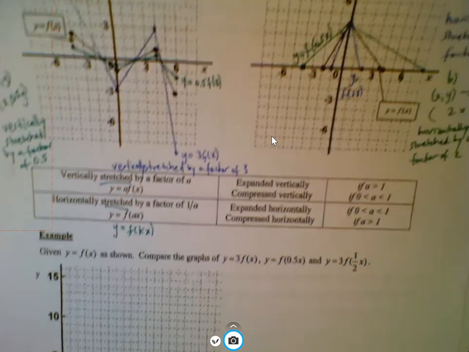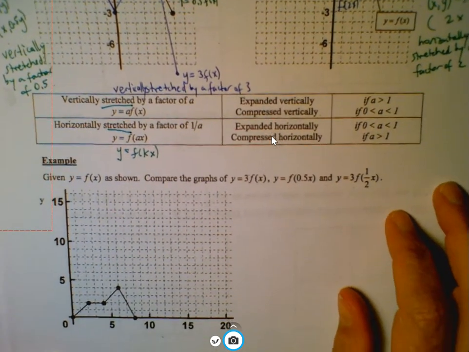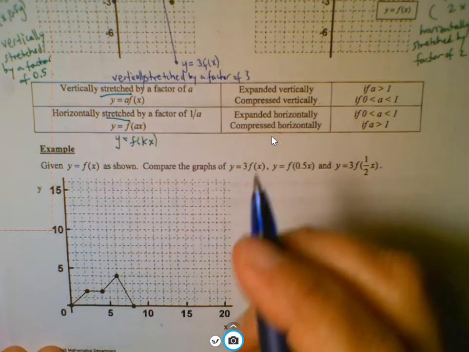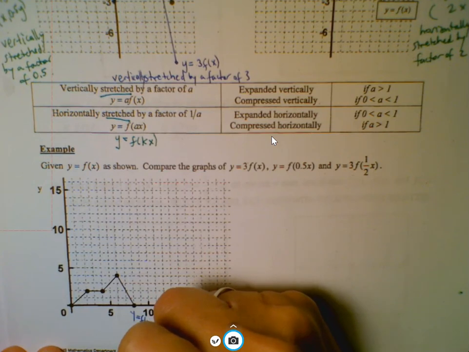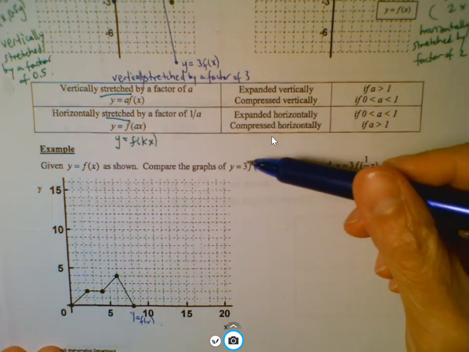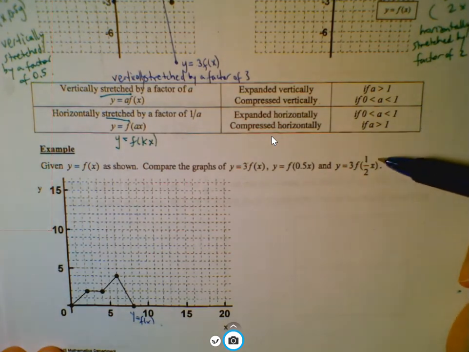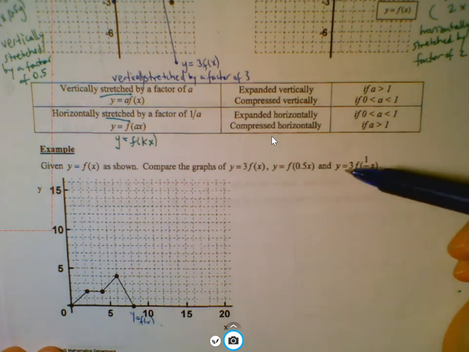All right, so this quick example. Here's your y equals f of x. Compare the graphs of y equals 3f of x, y equals 1/2 f of x, and 3f of 1/2 x. All right, so this is good. This one is good because now this one has a vertical stretch and a horizontal stretch.